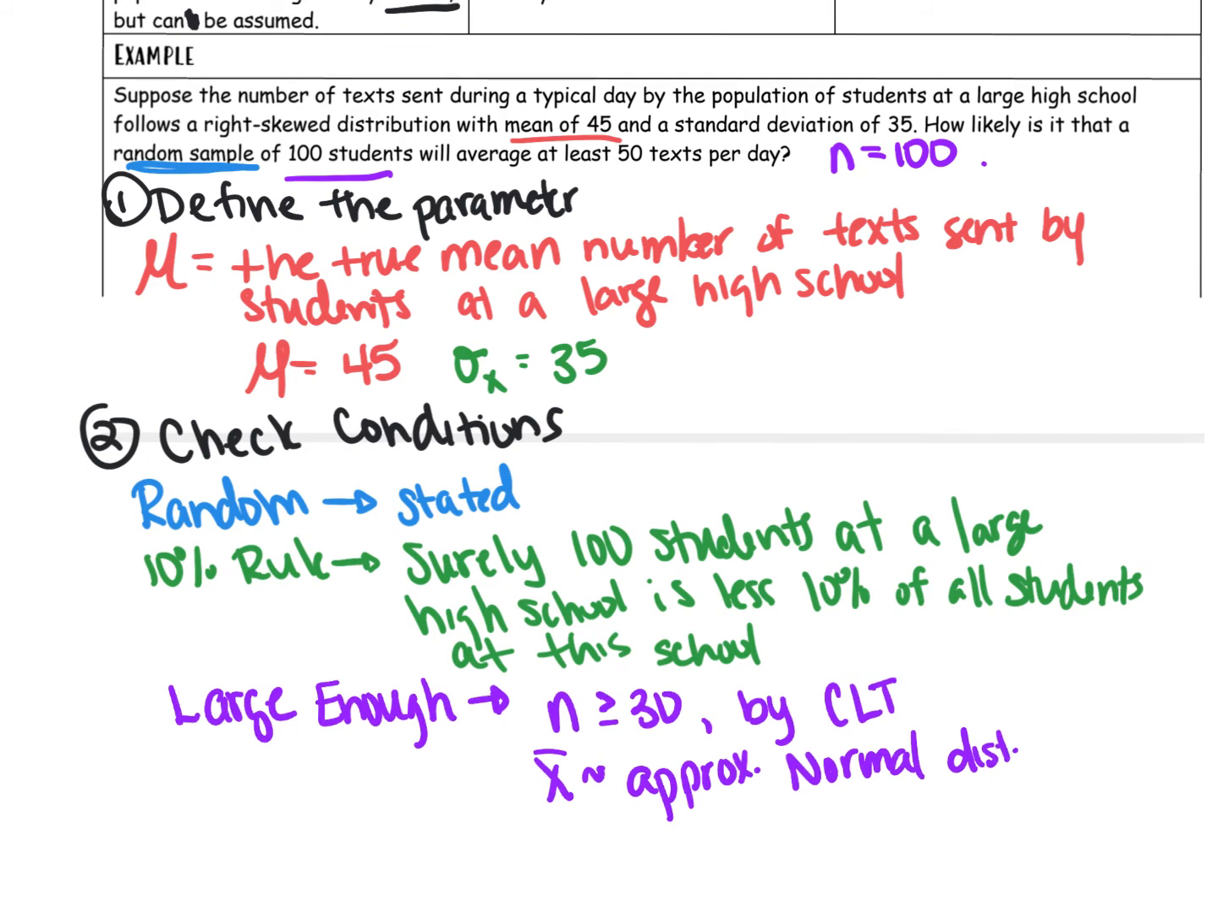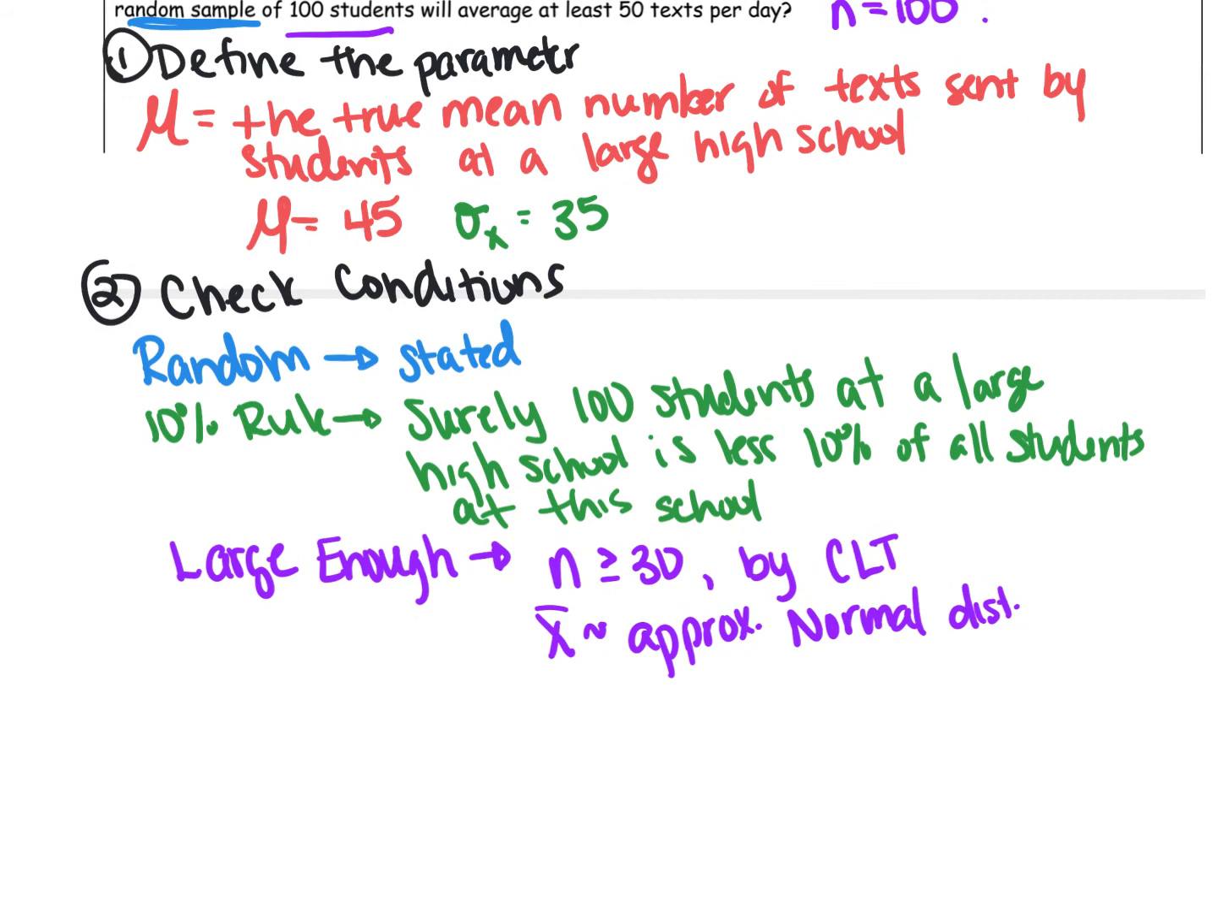Once I have these conditions checked, the next thing we said when we did the proportion, we're going to do the same thing basically with this, is we're going to state the parameters. So the third step is to state our parameters.